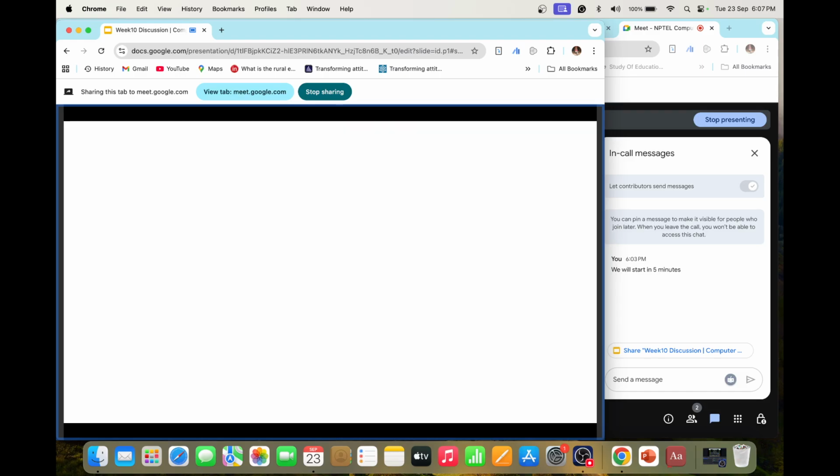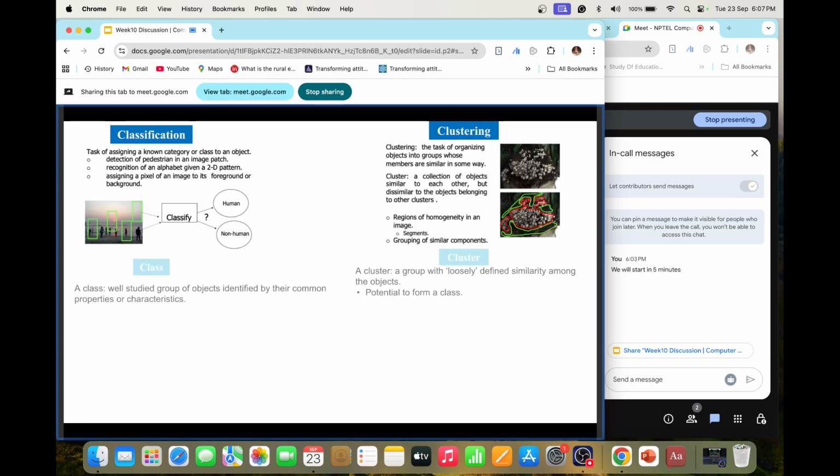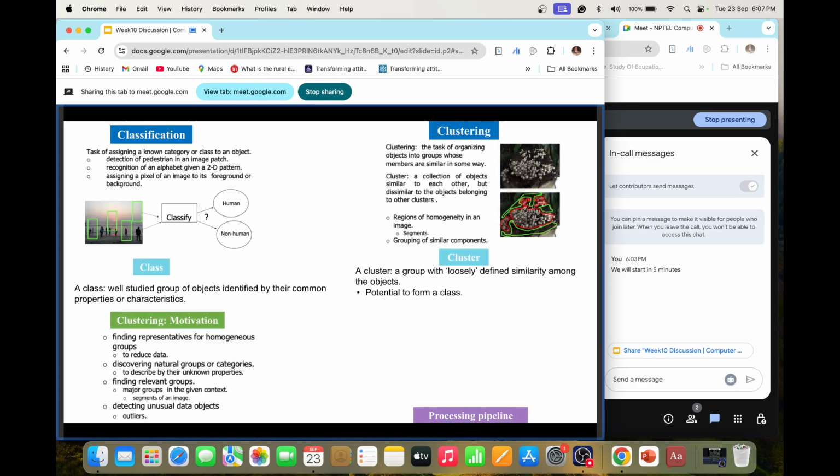Okay, so let's start the discussion. Today we will be discussing something regarding classification and clustering. First of all, what is classification and what is clustering? Clustering is the primary task and then we move to classification. So what is clustering first?